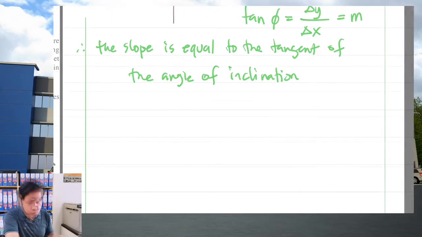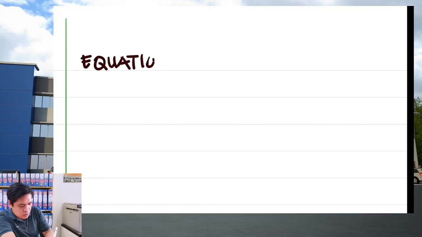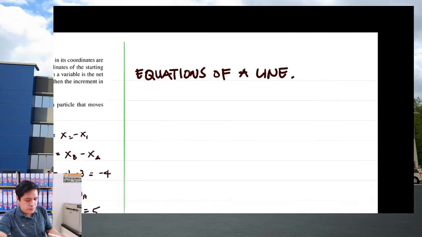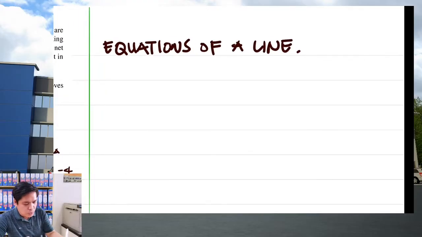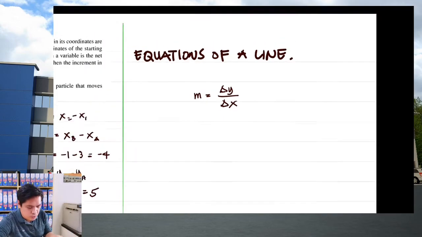So we'll now proceed to the equations of a straight line. Equations of a line. Okay, a straight line or a line. Okay, let's start with this slope kanina. We know that slope is the change in y over the change in x, or the increment in y over the increment in x, or rise over run.